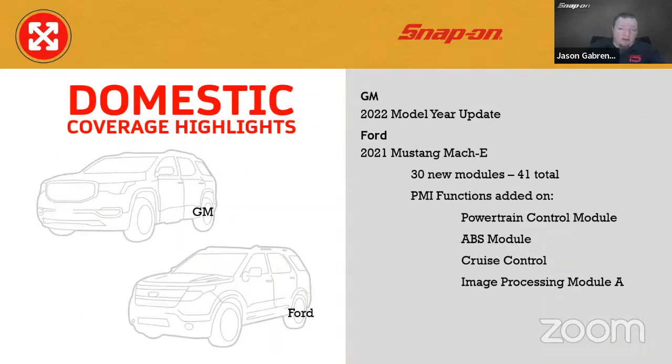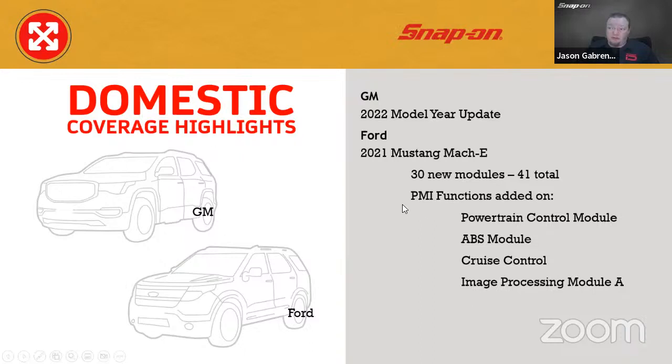Let's get into some more of the highlights by domestic, European, and Asian. So domestic, we get GM. We saw that 2022 model year update. Ford, we added in, or enhanced really, the 2021 and newer Mustang Mach-E. So it's got 30 new modules in there, 41 total modules on the vehicle.